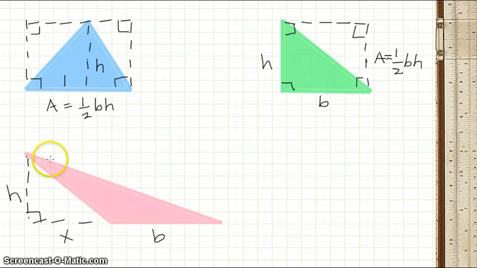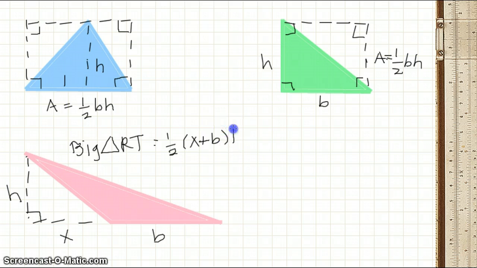We're going to be working with this small right triangle, our big right triangle, and our original triangle, all in one. Now we're going to find the formula for them all. Our big right triangle, the whole shape here, equals 1/2 times x plus b times h.